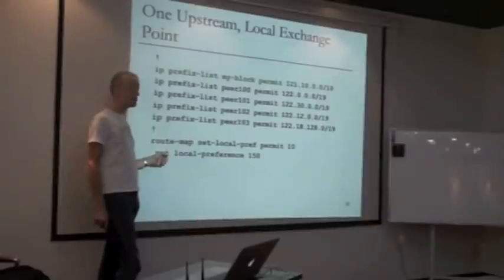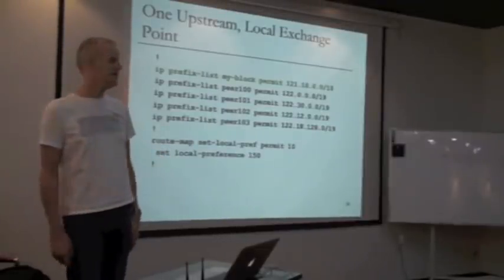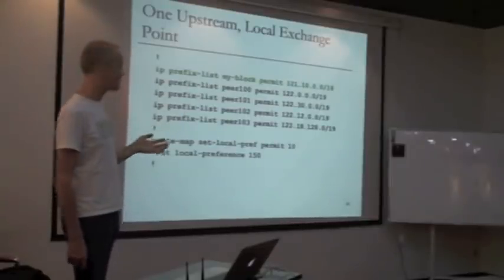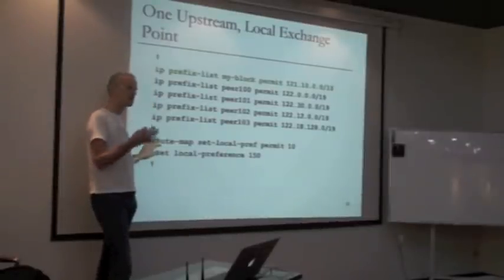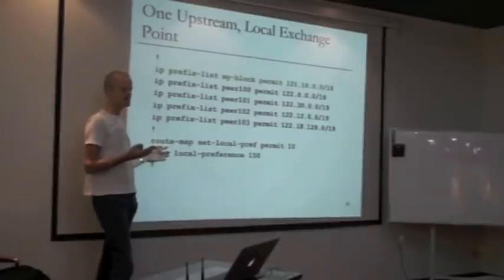We set local preference high on any prefix we learn from our exchange point peers. You don't need this because you're only getting the default from the upstream. But I do this anyway. It's just part of my best practice to make sure that local traffic stays local. Because this route map doesn't make any difference.